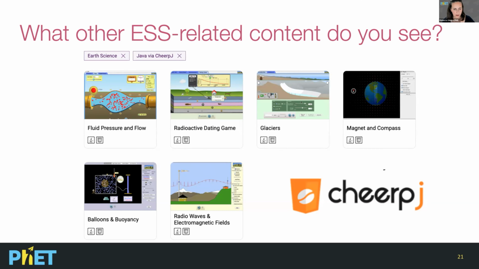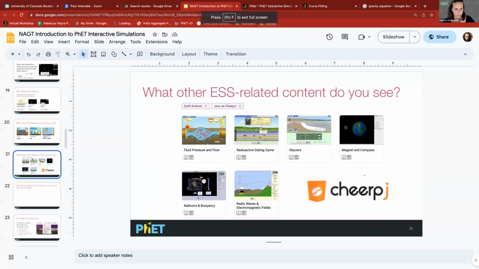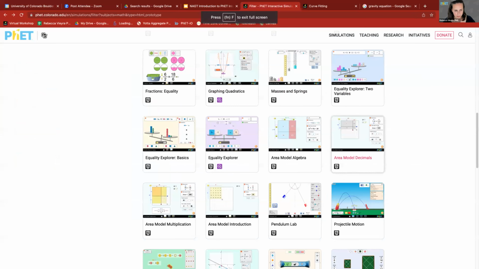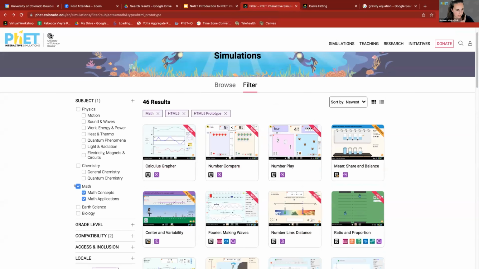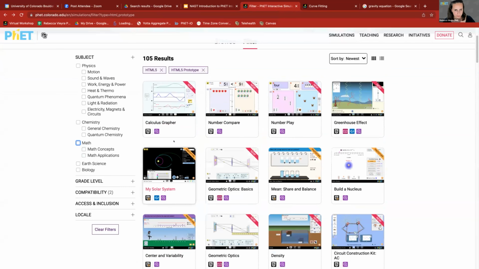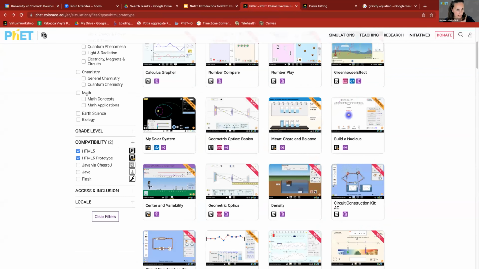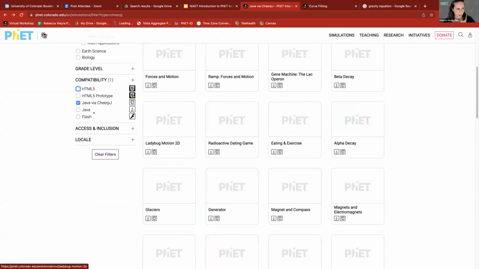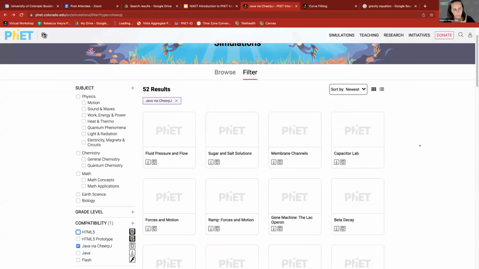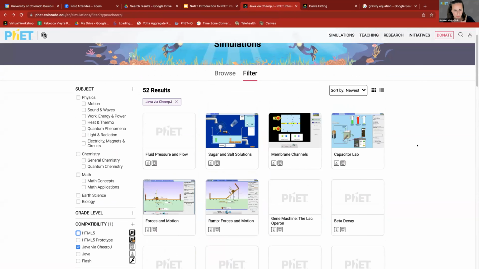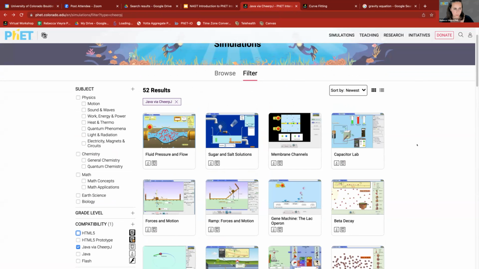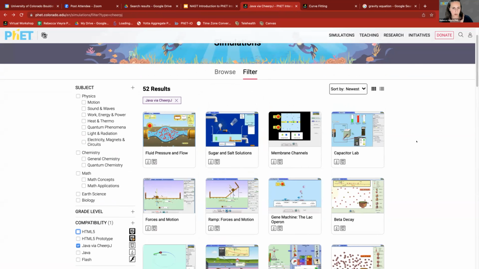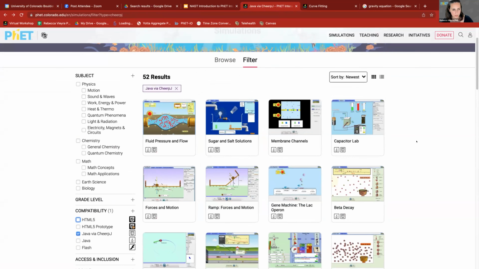I did want to point out beforehand, though, the simulations that are HTML5 are typically what we look at because that's what works on all computers and tablets and stuff. And that's what shows up under the standard simulations. But if you go to compatibility and then click on Java, ChirpJ, sorry, we have a whole bunch of other simulations that have not yet been ported over. So these will work on computers, but they won't work on tablets or on smartphones.